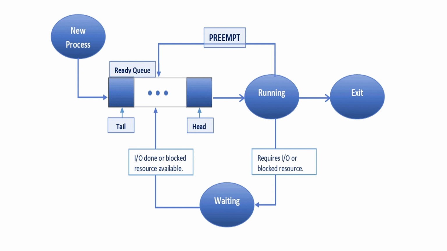So this is a diagram of preemptive scheduling, which has a new process and a tail and head. The queue goes from the tail to the head, then passes to running and exits. If anything happens in between that requires input-output resources, the process goes through the waiting block and then goes back to the tail and head, which is called the ready queue.